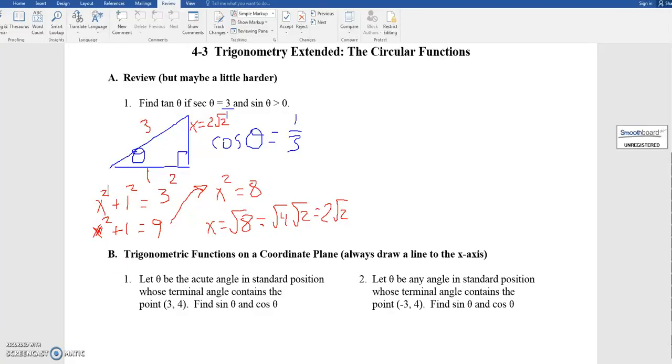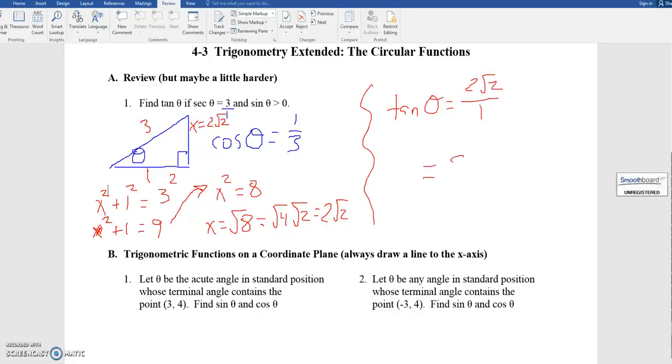From there, it's a little bit easier to finish up the question because I just need to use the info that I know. Now standing at theta, I just want to know what tangent is. Remember, tangent is opposite over adjacent, the TOA part. So tangent of theta would equal opposite, which was 2 root 2 over 1, or really just 2 root 2.